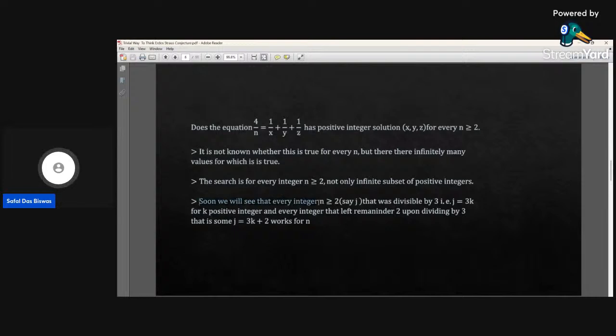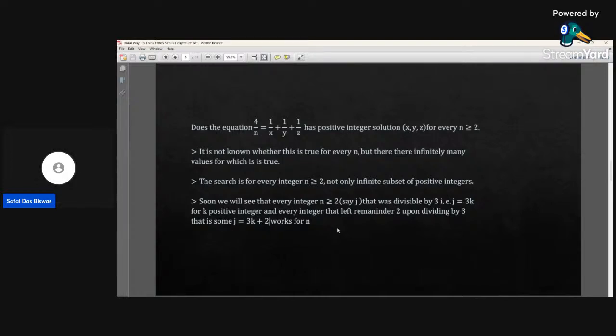Okay, so soon we will see that every integer n greater than or equal to 2, say j. That means I am saying that integer j is divisible by 3. That is, j equals 3k for some positive integer k, and every integer that leaves remainder 2 upon dividing by 3, that is j equals 3k plus 2, works for n. As I said, there are infinitely many integers. So n equals 3k and n equals 3k plus 2 work for n. For every n of this form, that means the integers that leave remainder 2 upon dividing by 3 and the integers that leave remainder 0 upon dividing by 3 work for n.